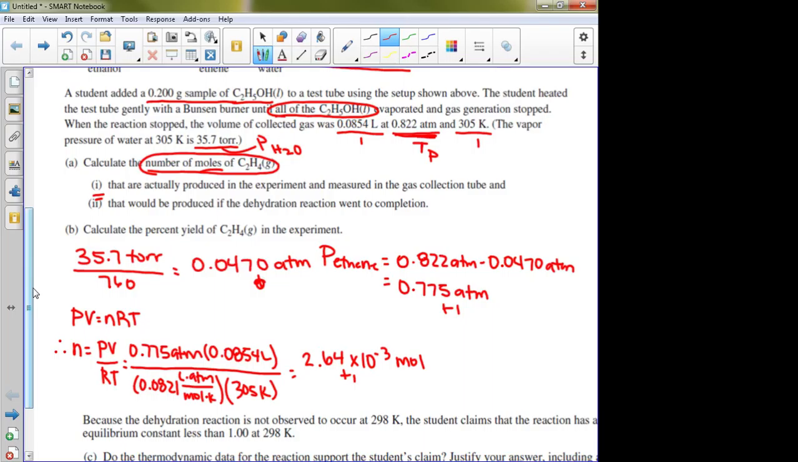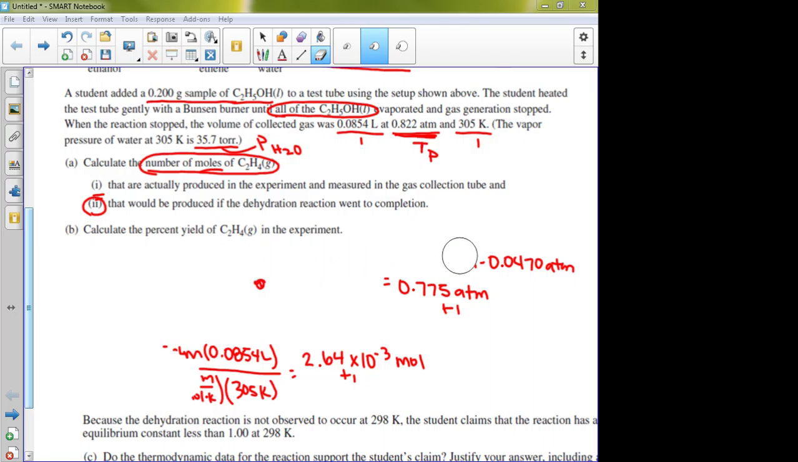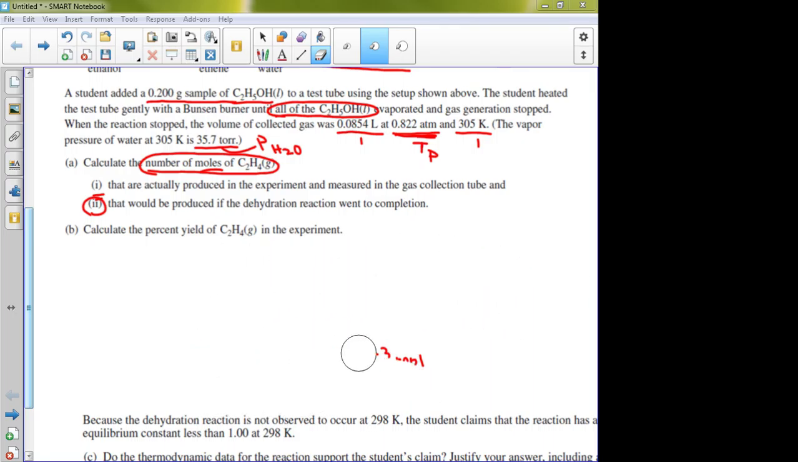All right, so that's how many moles were produced. Part 2 asked how many moles would be produced if the dehydration reaction went to completion. Okay, does everybody have this? Because I'm about to erase it. You got it? I read the problem like it went to completion, but they're saying it didn't.